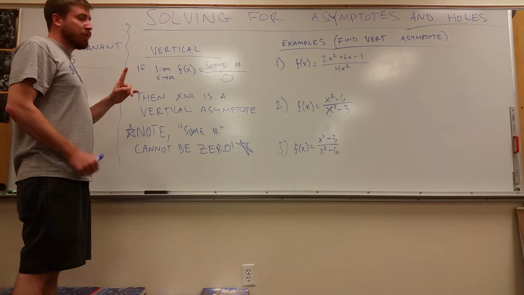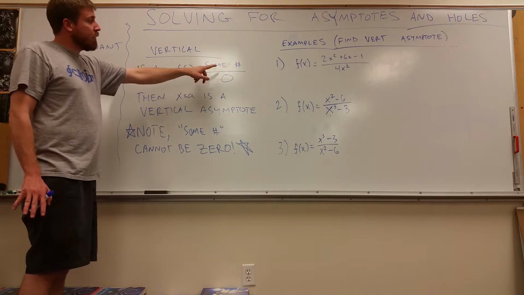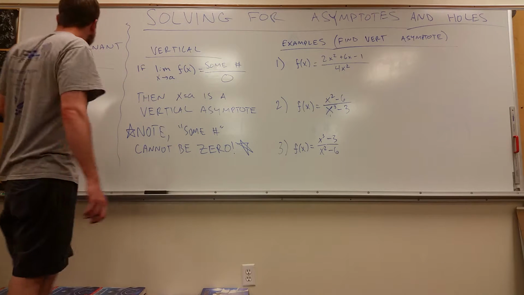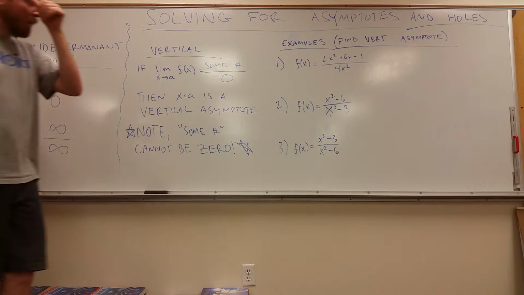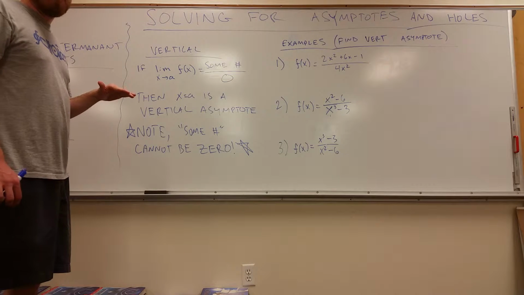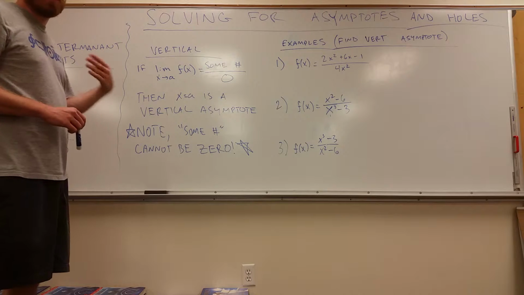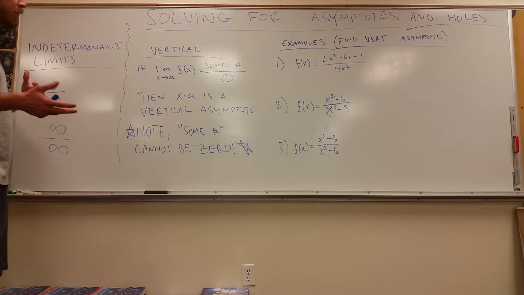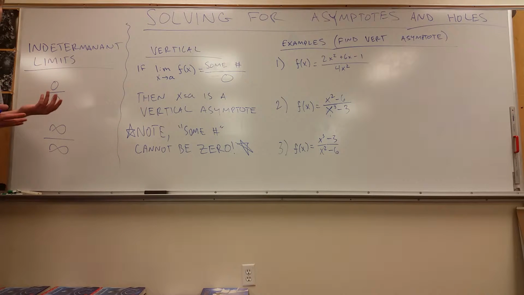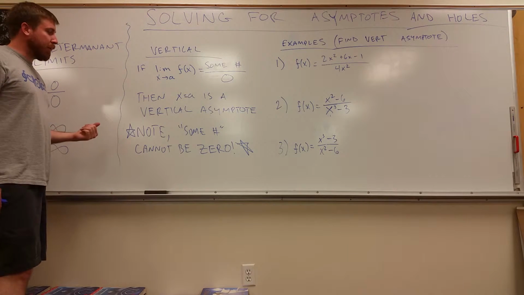However, there's a little trick to this, and that's that some number cannot be 0, because if that some number is 0, then we have 0 over 0, which is another one of our indeterminate limits. Anything over 0 is undefined, with the exception of 0 over 0. That may be undefined, it may end up being a number, it may be something else. We don't know. That's why it's called an indeterminate limit. We can't determine what it is. All right? So if we get this condition, basically we have a vertical asymptote.